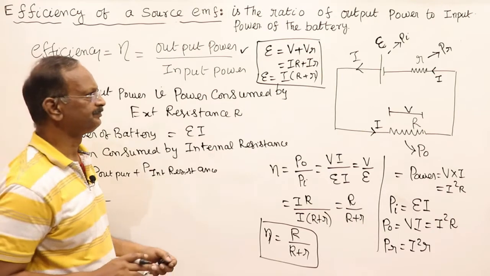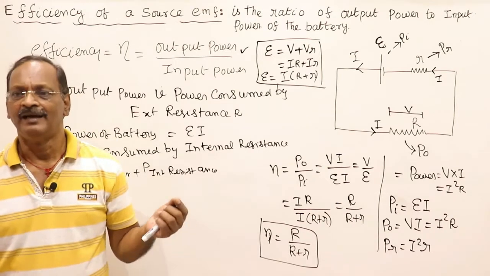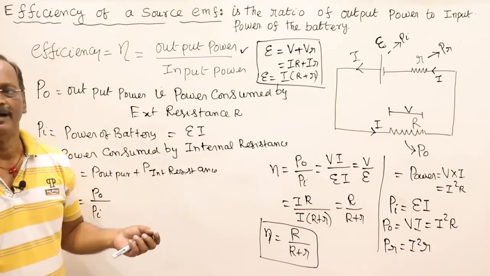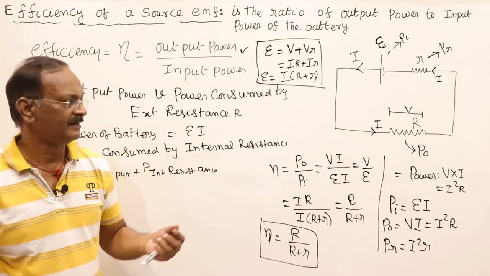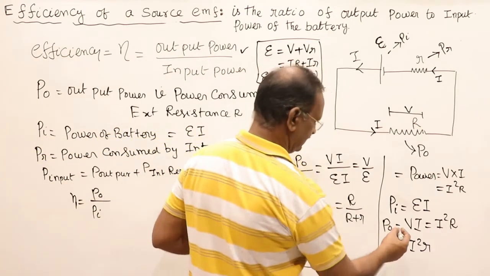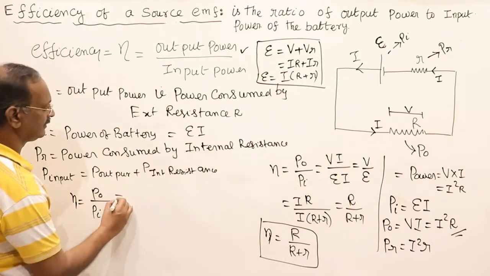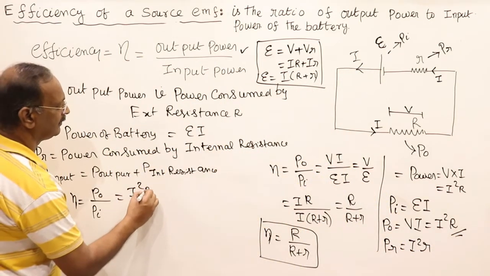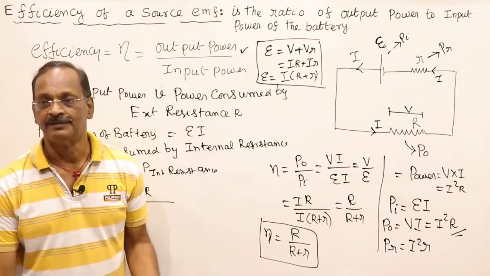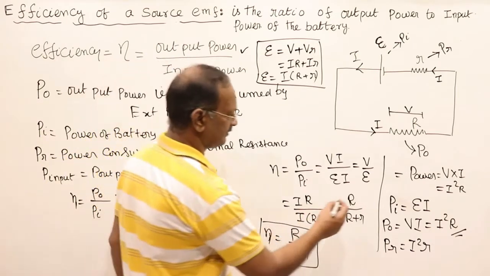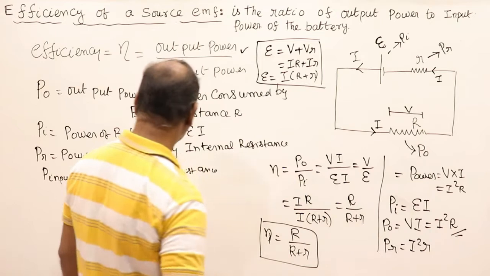P output is equal to, what is the P output? Output is equal to V into I, which is I square into R. Output is I square into R, because we have written that. So we can write P output as I square into R, divided by, what is P input? P input is as per this equation.